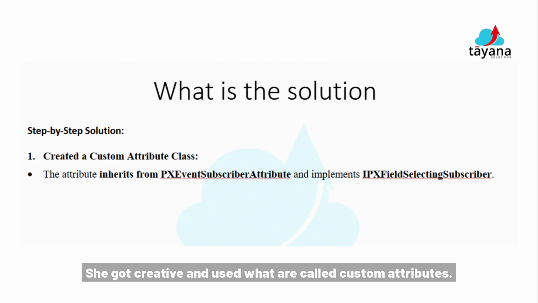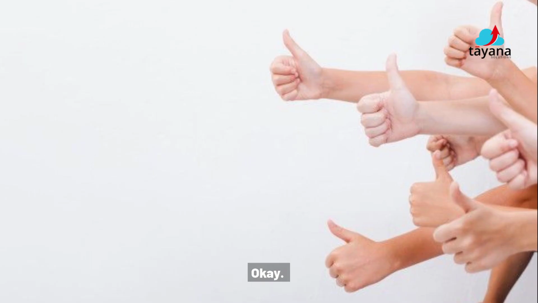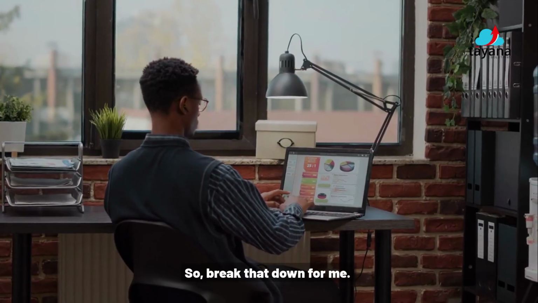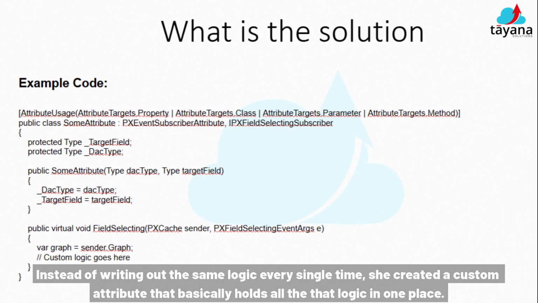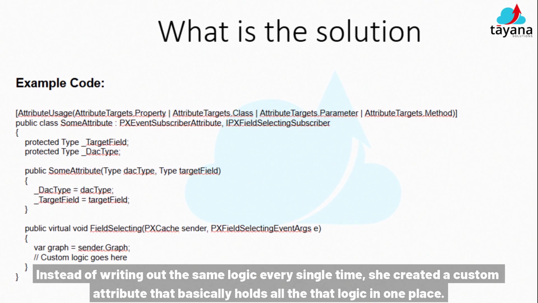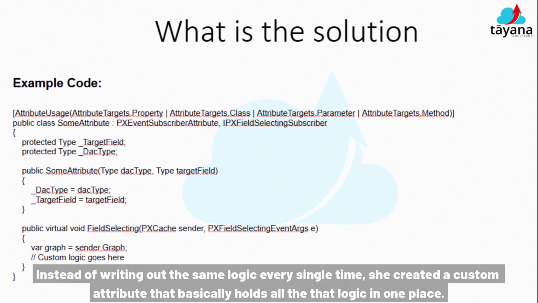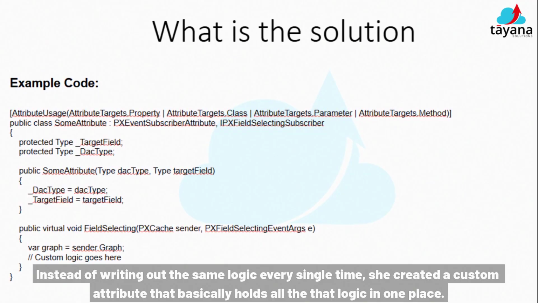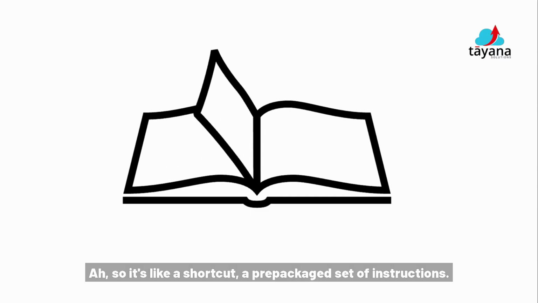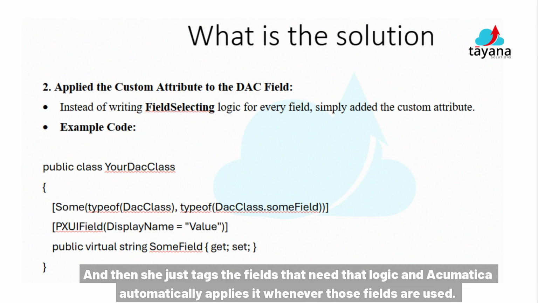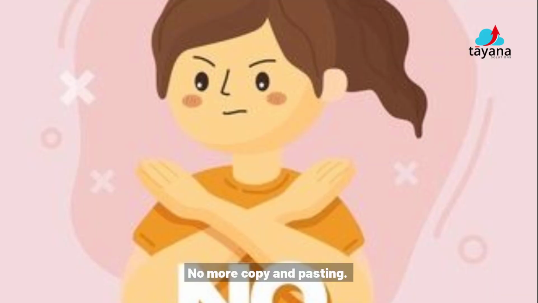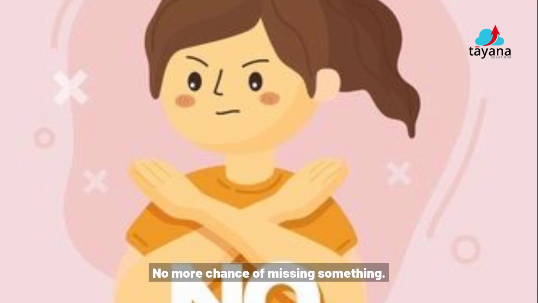She got creative and used what are called custom attributes. I'm not a developer, so break that down for me. What are custom attributes? Sure. So think of it like this. Instead of writing out the same logic every single time, she created a custom attribute that basically holds all that logic in one place. So it's like a shortcut, a prepackaged set of instructions. Exactly. And then she just tags the fields that need that logic, and Acumatica automatically applies it whenever those fields are used. Boom. No more copy and pasting. No more chance of missing something.